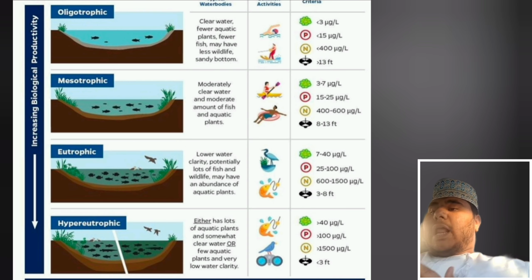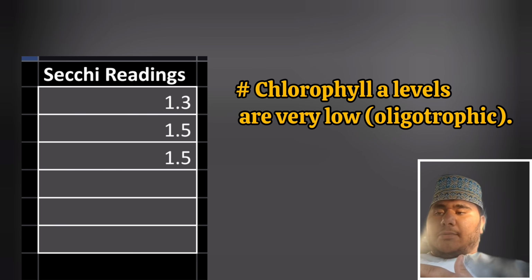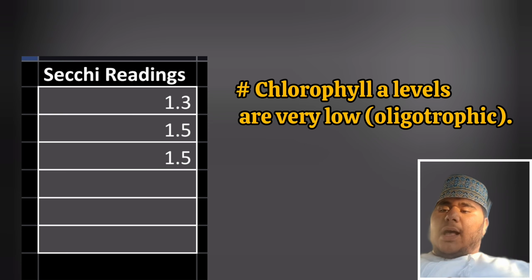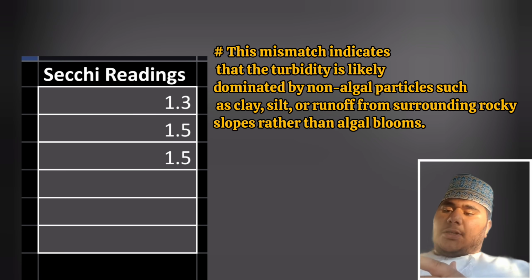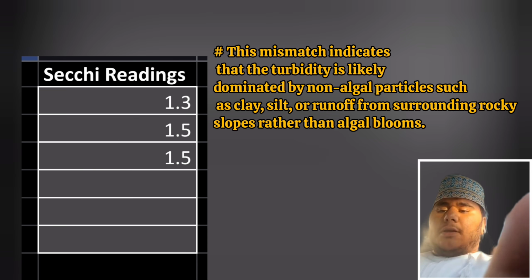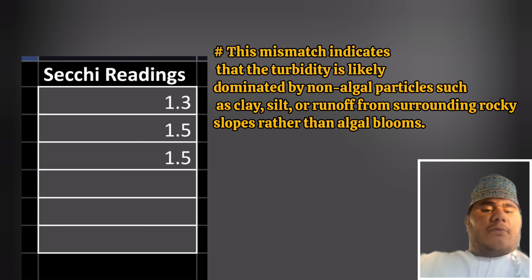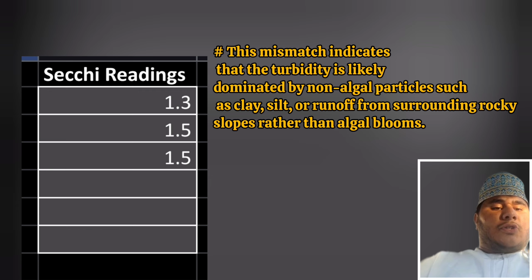Okay. The reservoir's Secchi depth from 1.35 to 1.5 suggests eutrophic conditions. However, chlorophyll A levels are very low, indicating oligotrophic. This mismatch indicates that the turbidity is likely dominated by non-algal particles such as clay, silt, or runoff from the surrounding rocky slope rather than an algal bloom.